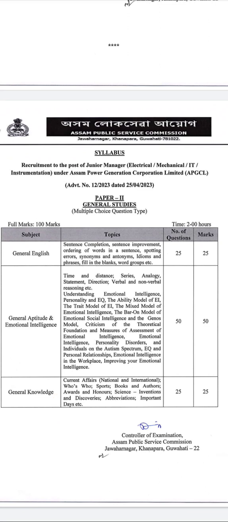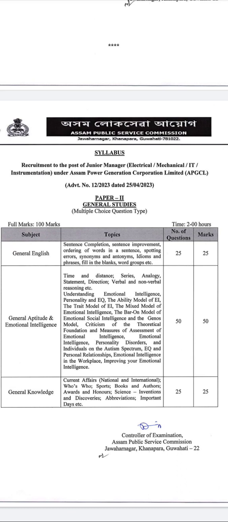Under general aptitude and emotional intelligence: time and distance, series, analogy, statement, direction, verbal and non-verbal reasoning, etc. Understanding emotional intelligence, personality and EQ, the ability model of EI, the trait model of EI, the mixed model of emotional intelligence, the Bar-On model of emotional-social intelligence, and the Genos model. Criticism of the theoretical foundation and measures of assessment of emotional intelligence.